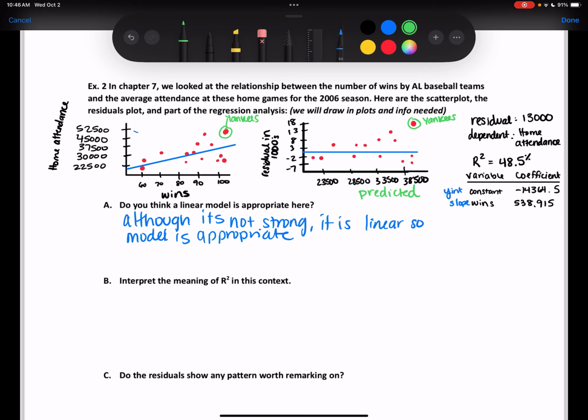And the residual plot, we see nothing of interest here, right? It's just kind of spread all over the place. There's no direct pattern. So we checked quantitative variables, scatterplot linear, outliers, and residual plot.